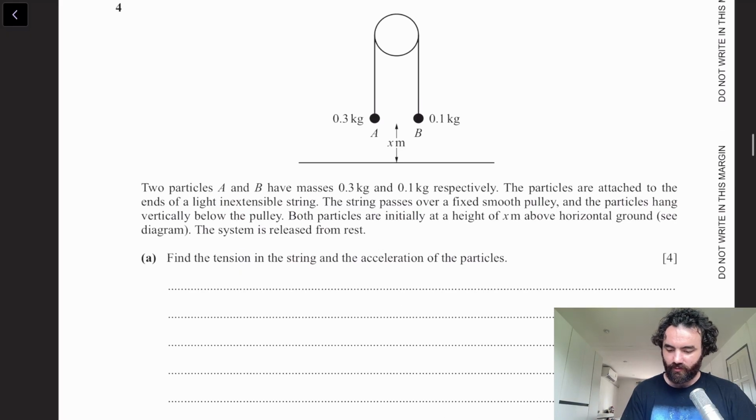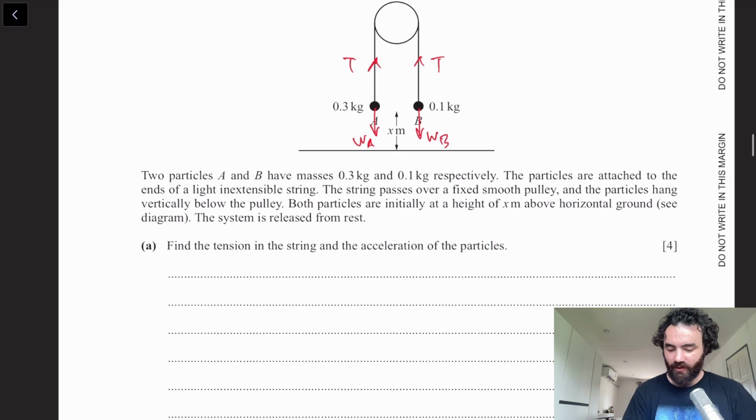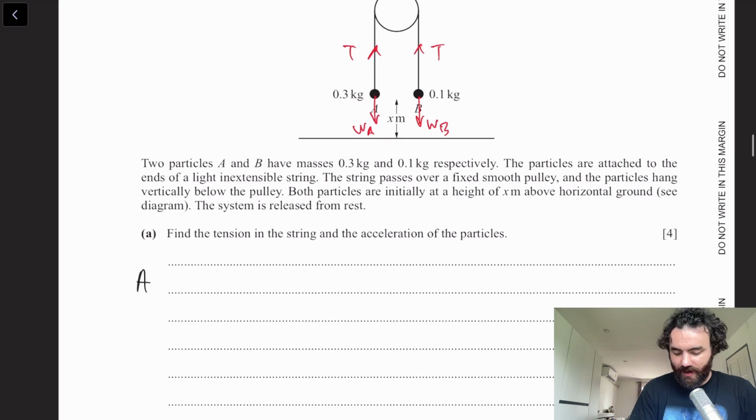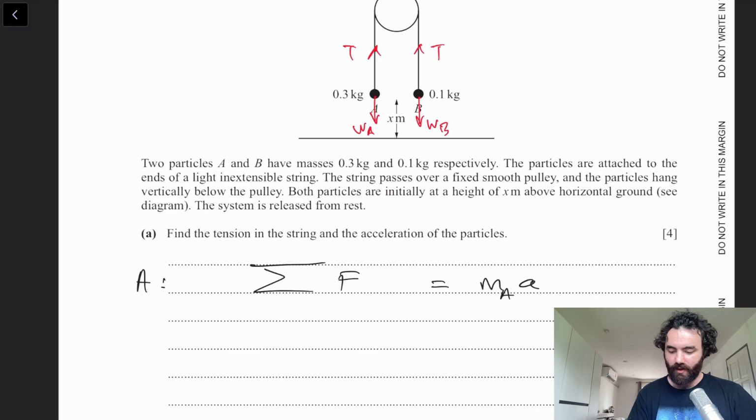Okay, so you just resolve this. The tension acts up from both masses because it's pulling them up. You have the weight of B here, and the weight of A here. All you do to figure this out is resolve the forces around each mass. For mass A, the sum of all the forces equals the mass of A times the acceleration of A. We're looking for the acceleration and tension.